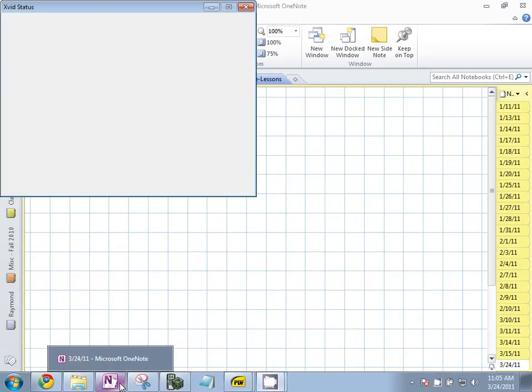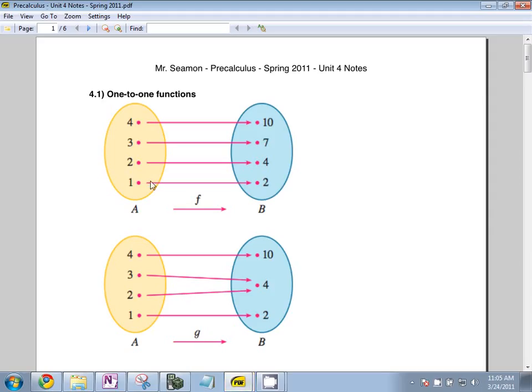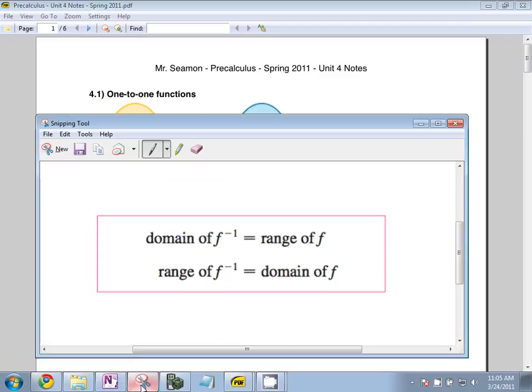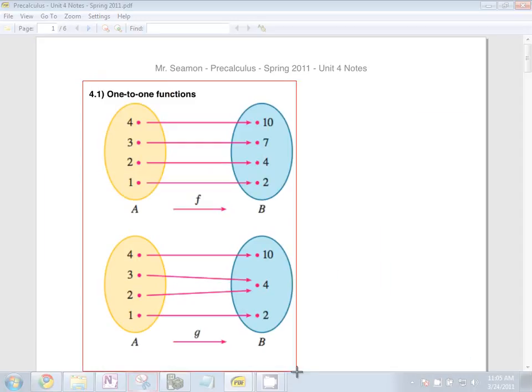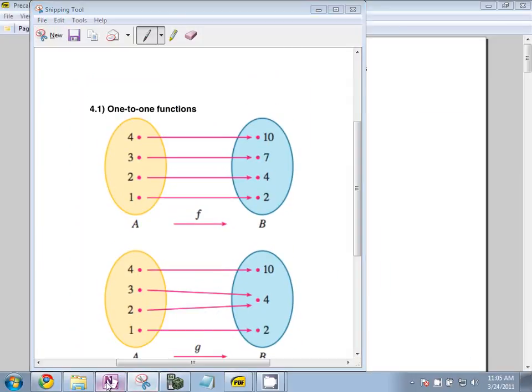Going to talk about one-to-one functions. It's exciting. And without even me telling you what a one-to-one function is, I'm going to ask you about them and see if you can figure out the definition all by yourself. So here's a picture.